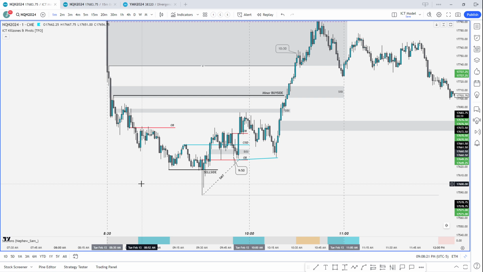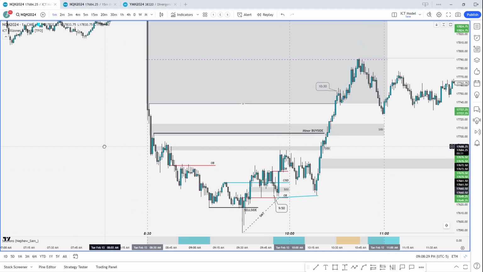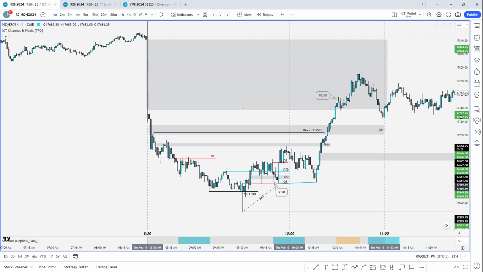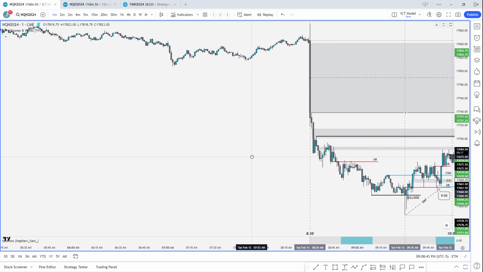I think having profiles for the day and AM session specifically makes it so much easier. It does. I agree. Having it laid out like this is much easier to spot if we're just looking at time-based stuff: 8:30, 9:30, 10, and then finding the market maker model after that. Because typically after 10 a.m., you'll see the market maker model either have already played out or continuing.